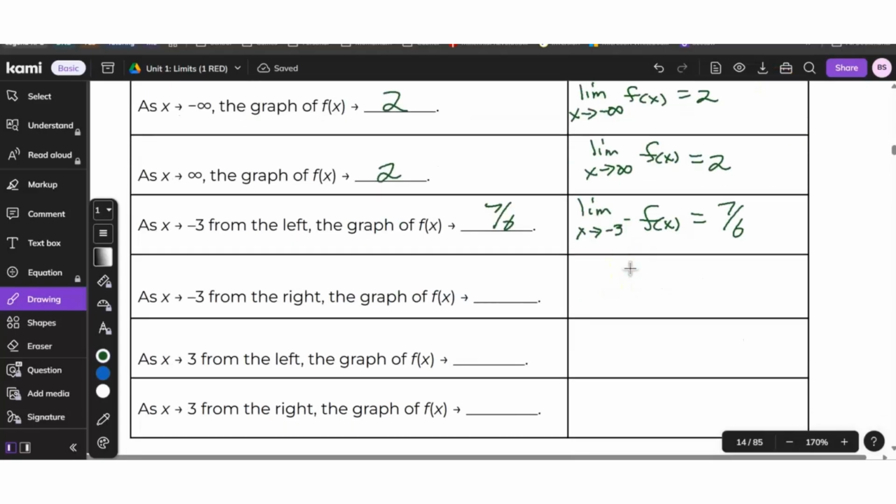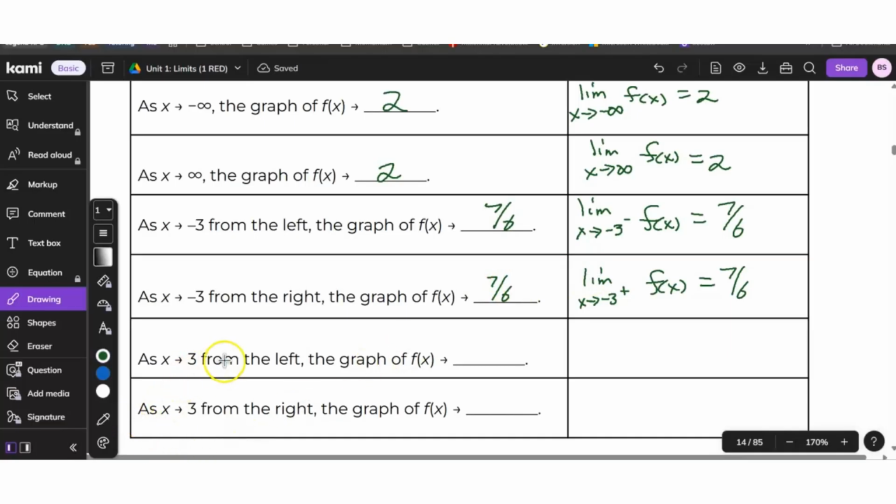Now, if I approach it from the right, did it change? No. So in pre-calc, we'd still just say it approaches 7/6. The limit changes because now instead of saying from the left, we say from the right, so we need the little plus sign up above the 3, of f of x equals the same thing, 7/6. Cool? Now for these next ones, I'm going to scroll up so you can see it better.